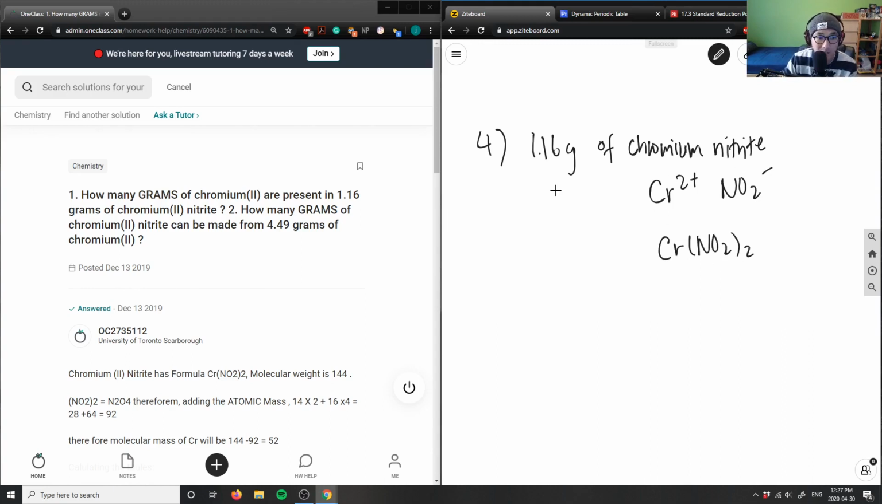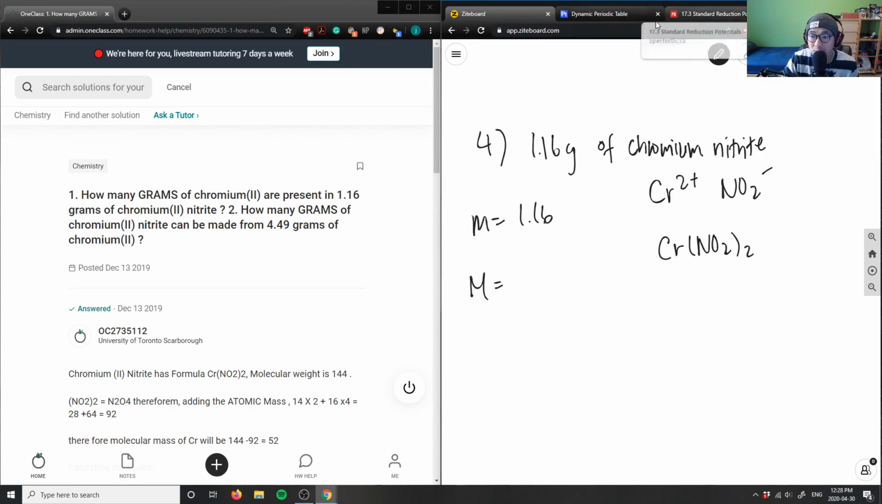And again, I have 1.16 grams of this. So it's asking us how many grams of chromium-2 are present in 1.16 grams of chromium nitrate. So what I'm going to have to do is find the moles of this compound here. So I have 1.16 grams here. So that's my mass here. So mass here is 1.16. I'm going to have to find the molar mass of Cr(NO2)2, right?